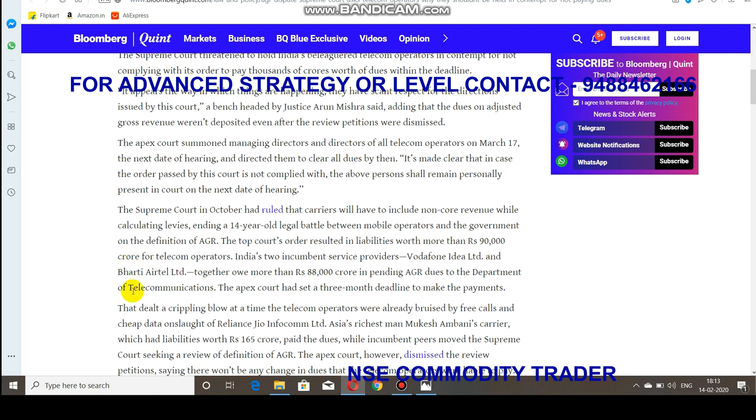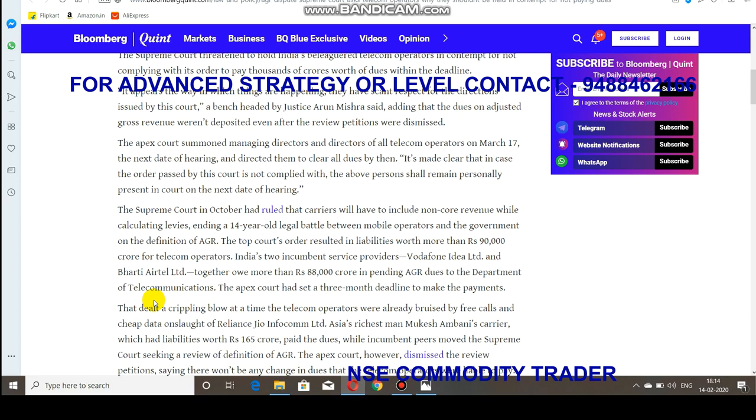If the company needs to pay that much, the company could go bankrupt. This is a huge disappointment for Vodafone Idea, because currently Vodafone Idea is suffering so much, with a very low subscriber rate. They are already low on revenue, and their Q3 was also the worst. So considering the situation, paying this 88,000 crores is very negative news for Vodafone Idea and Bharti Airtel.